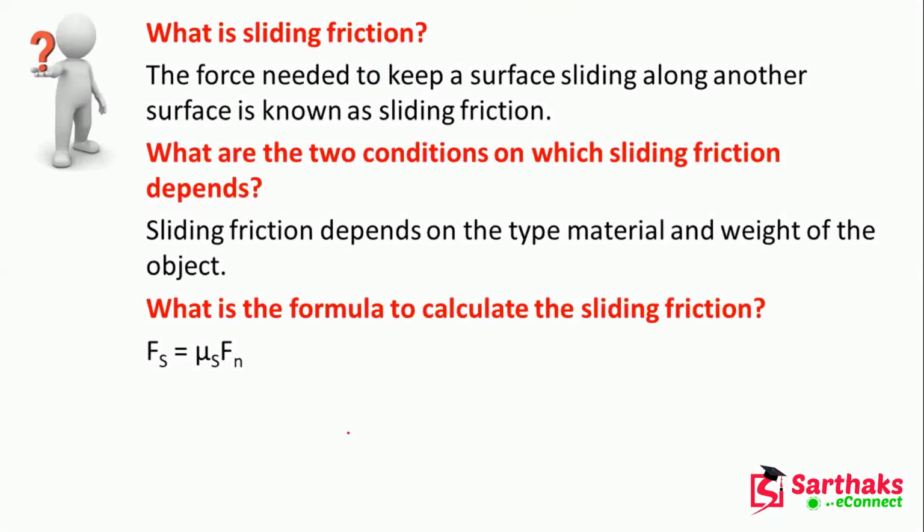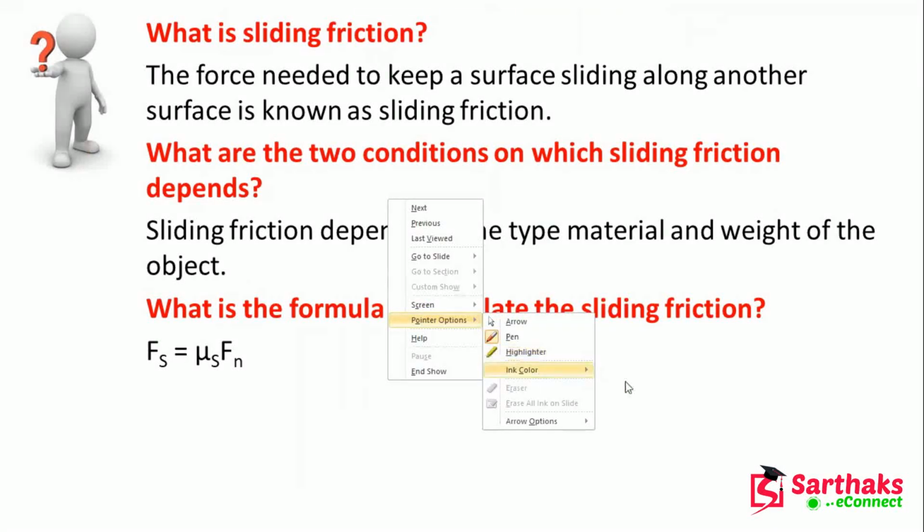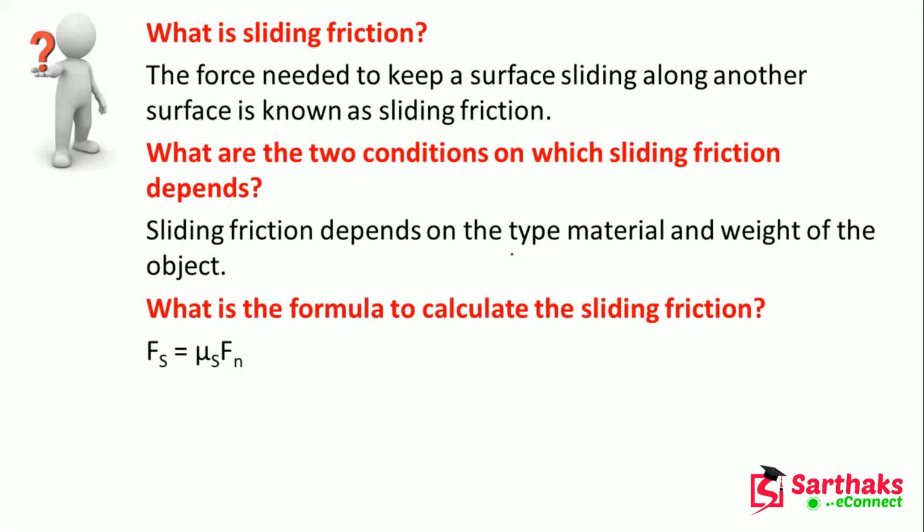Now, Mr. Question Uncle, what is sliding friction? The force needed to keep a surface sliding along another surface is known as sliding friction. Okay. What are the two conditions on which sliding friction depends? One is the type of material, another is the weight of the object.